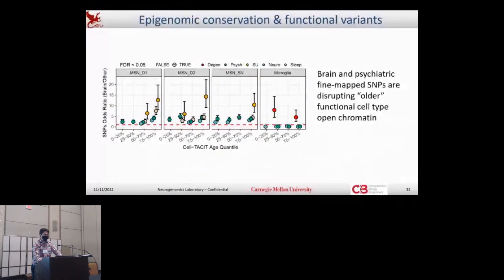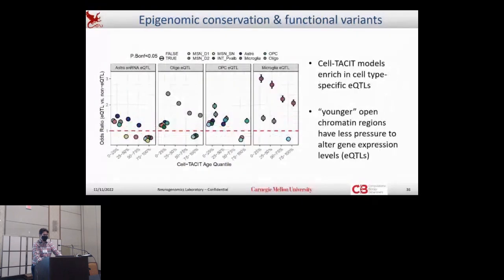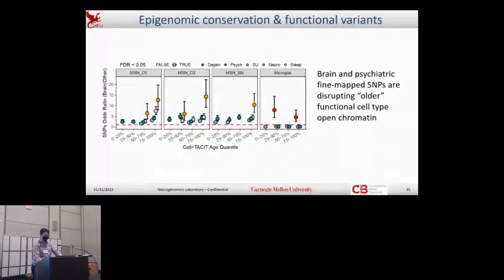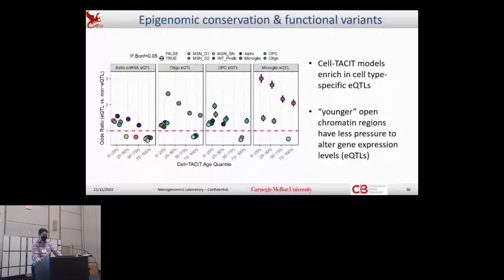And this is just summarizing into various classes of traits. So we're able to find an improvement for D1 and D2 medium spiny neurons for substance use traits and to some extent psychiatric disorders. And then also look at the role of microglia in various neurodegeneration traits.